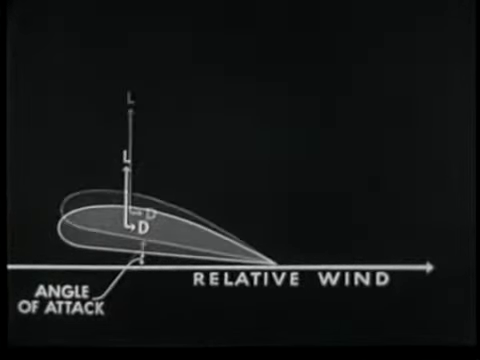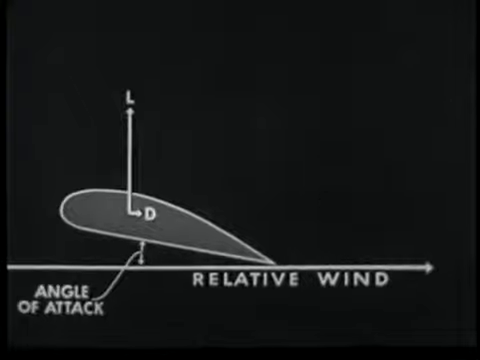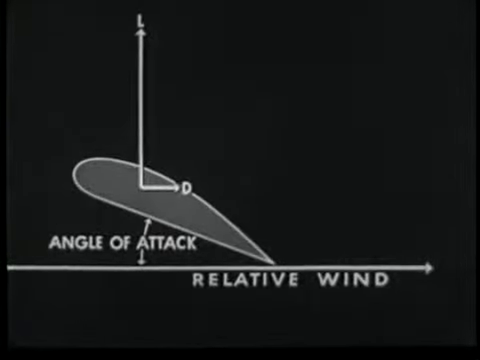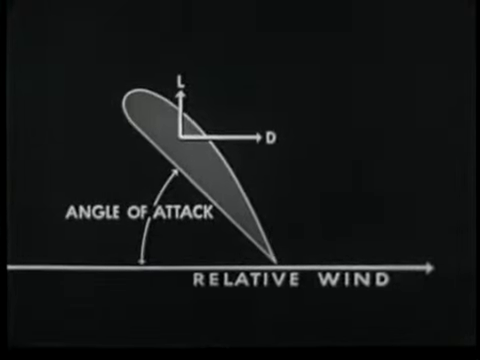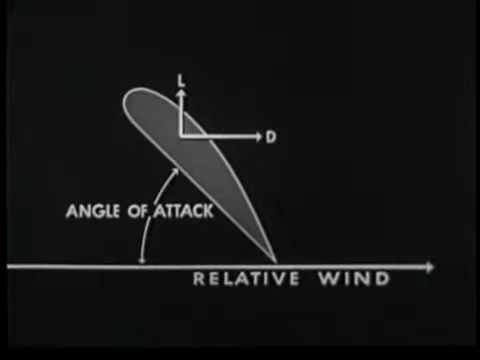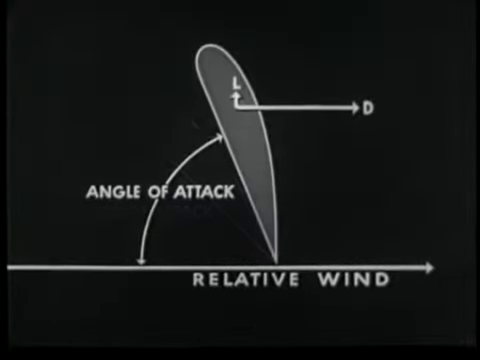Wind tunnel tests show how lift and drag vary with the angle of attack of an airfoil. In general, as the angle of attack increases, lift and drag increase up to a point where lift decreases abruptly and drag becomes the principal component. This is known as the stalling angle. From this angle to 90 degrees, drag continues to increase while lift falls off.